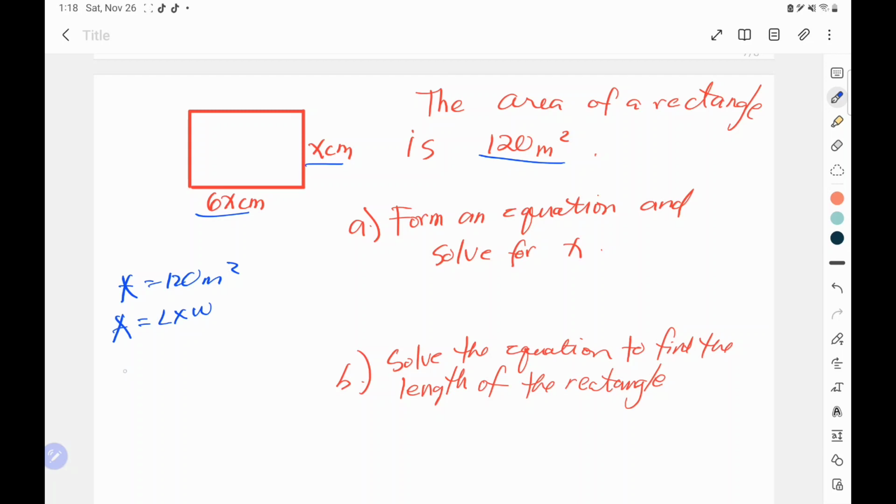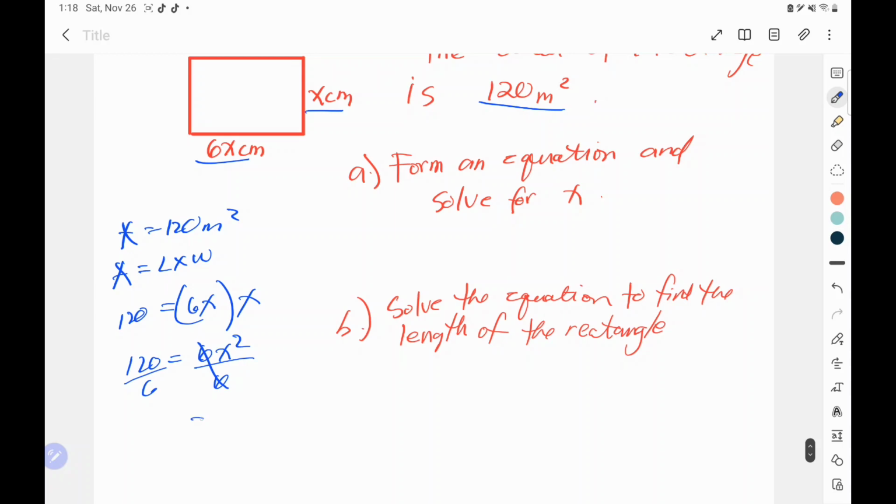So we have area is 120 is equal to, what is our length? Our length is 6x, right? 6x times our width here is x, correct? Now all we have to do is 120 is equal to 6x times x. That becomes 6x squared, and then divide both sides by 6. That would equal to x squared over what? 120.